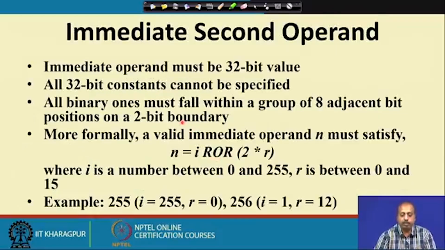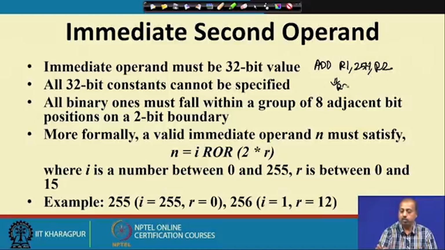But if the second operand is an immediate operand, then the immediate operand must be a 32-bit value. And naturally we have a catch here, because the instruction itself is 32-bit, and I am telling that the immediate operand should also be 32-bit. It is like this. Suppose I have an add instruction: add R2, R1, 25 hex, meaning R2 will get R1 plus 25 hex, with a 32-bit value 25 hex.